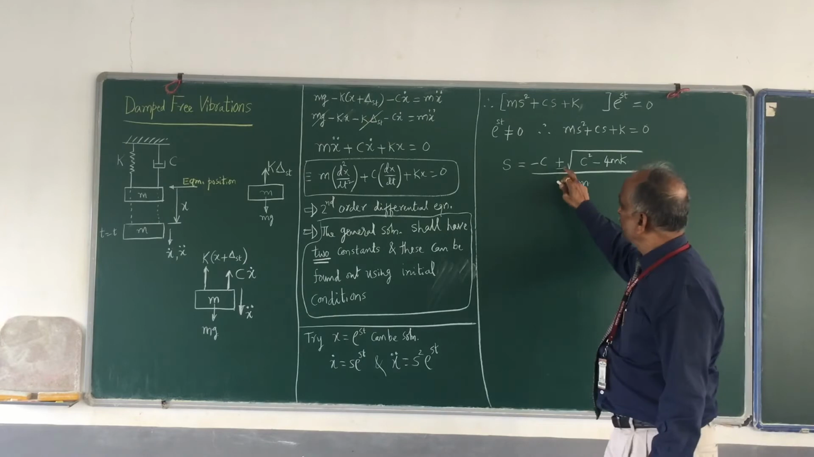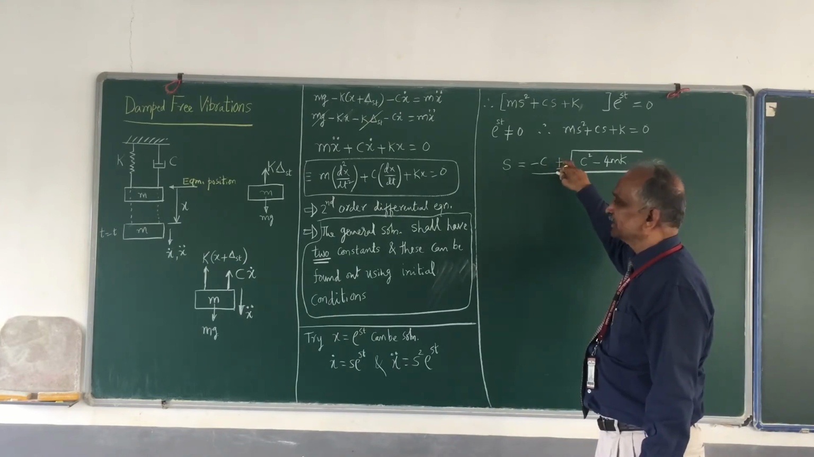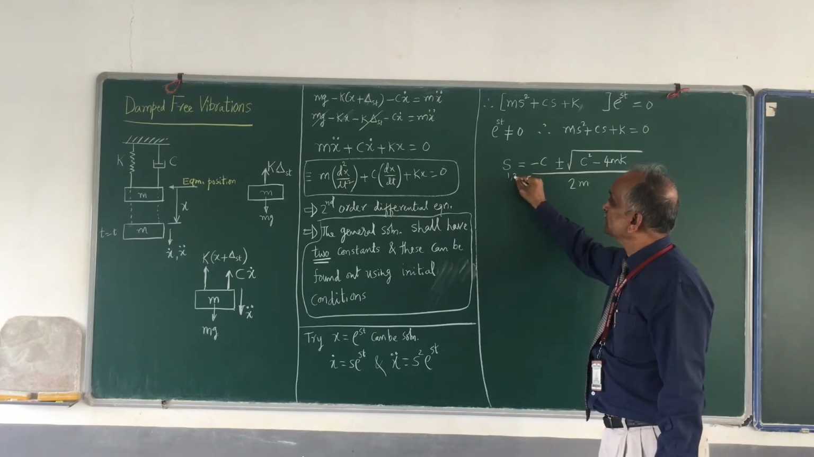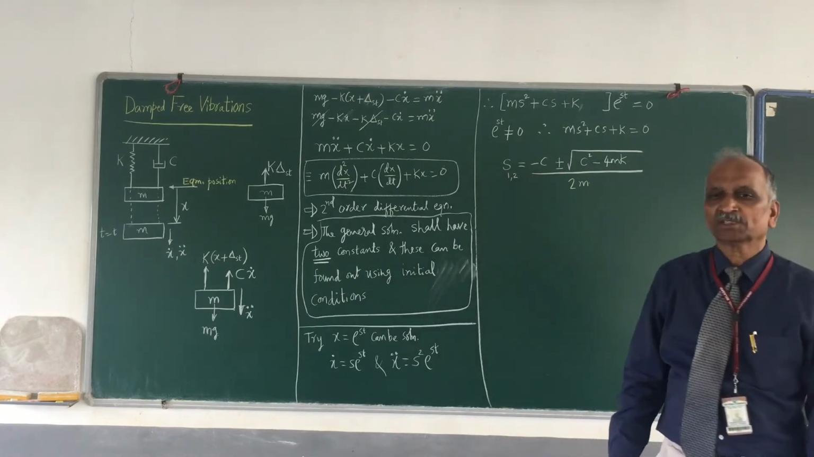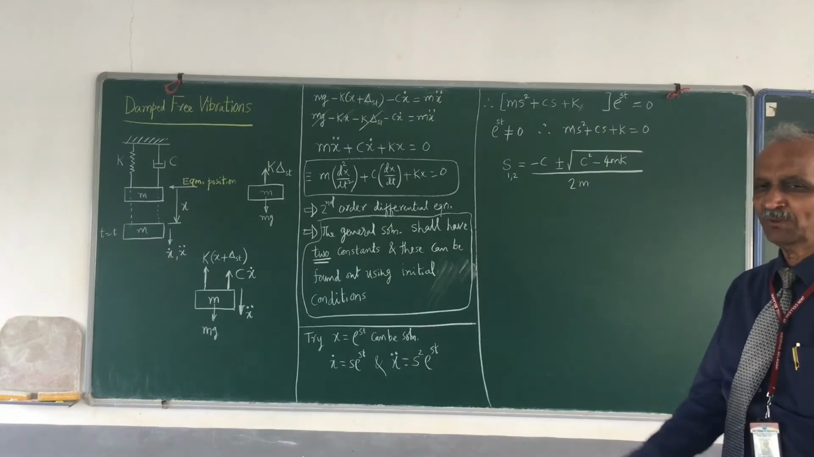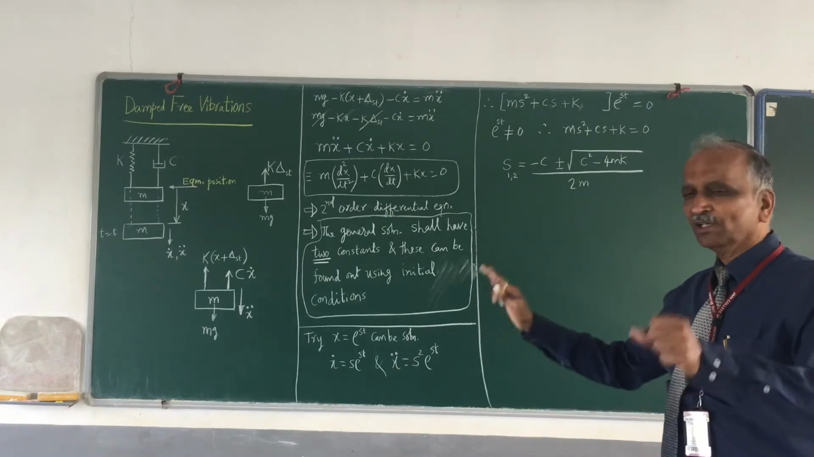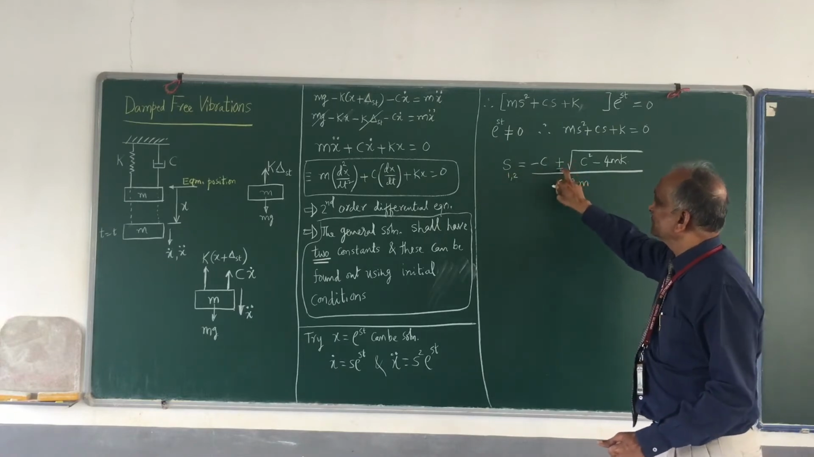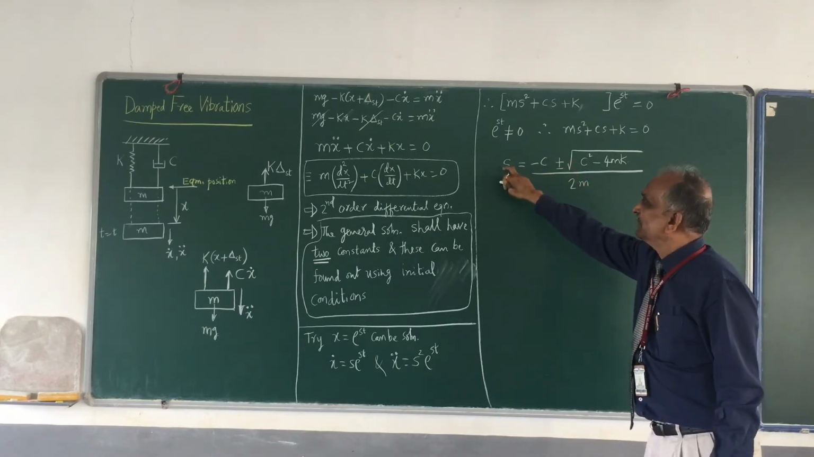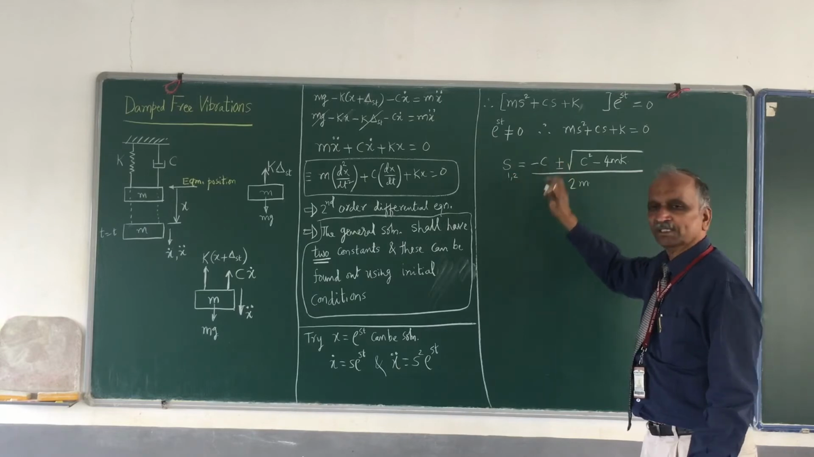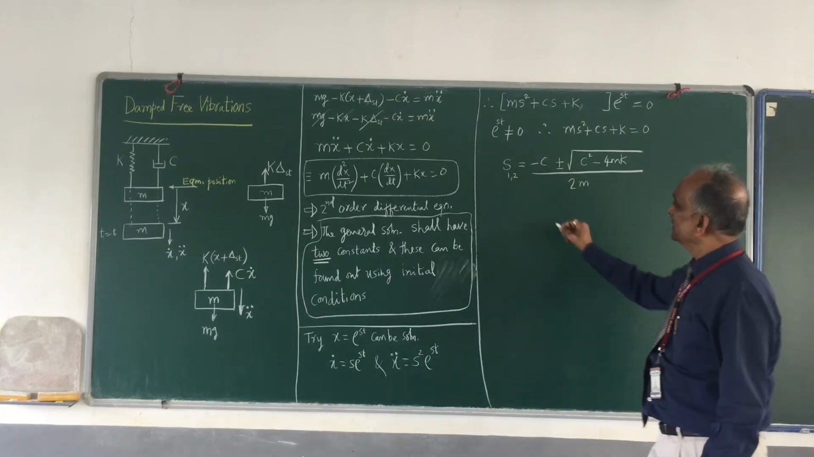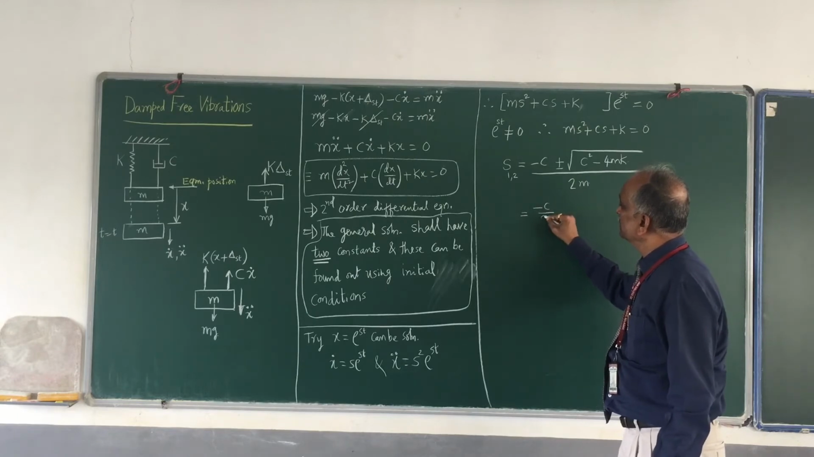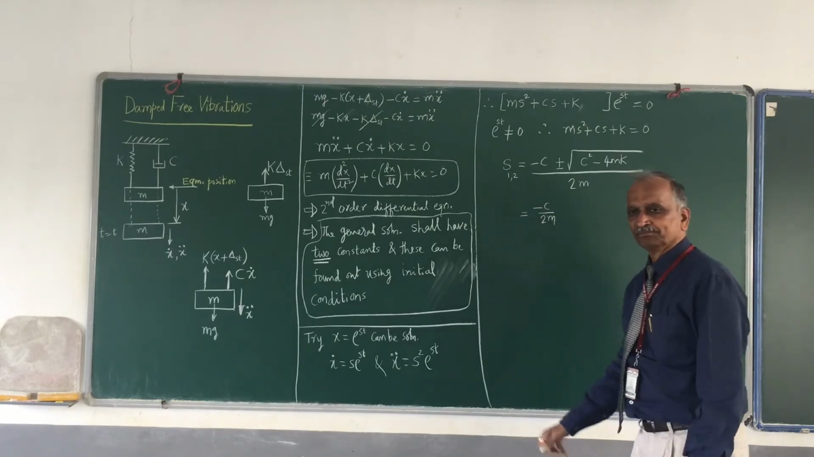Once you take the minus sign, and the other time you take the plus sign, you get two values of s. Therefore, I shall call them s1 and s2. s1 is smaller than s2. Whenever I take s1, I shall take the minus sign, and for s2, I shall take the plus sign. Let me rewrite s1, 2 separately as minus c upon 2m.